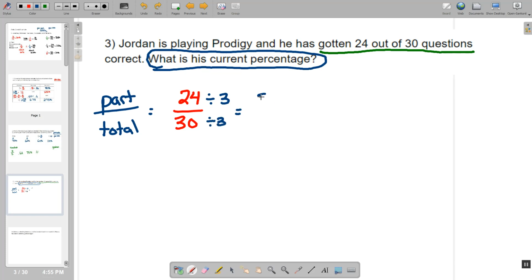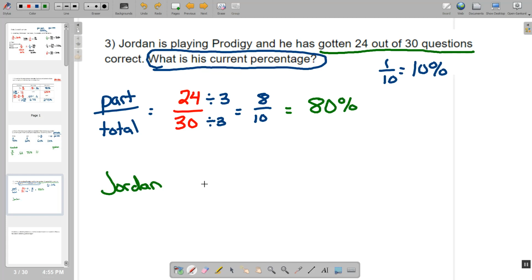I create 8 tenths. I know that 1/10 is equal to 10%. 8 tenths is 8 times bigger. That means 8 tenths is 80%. Therefore, Jordan got 80% correct.